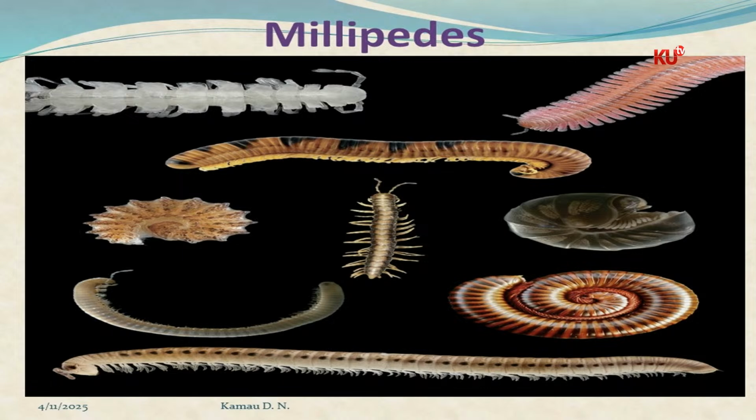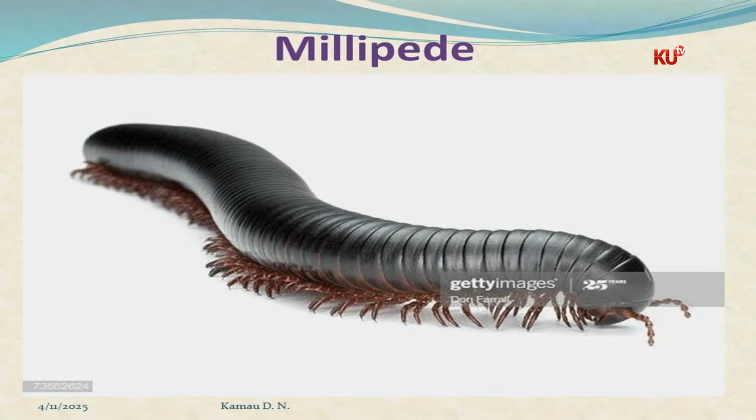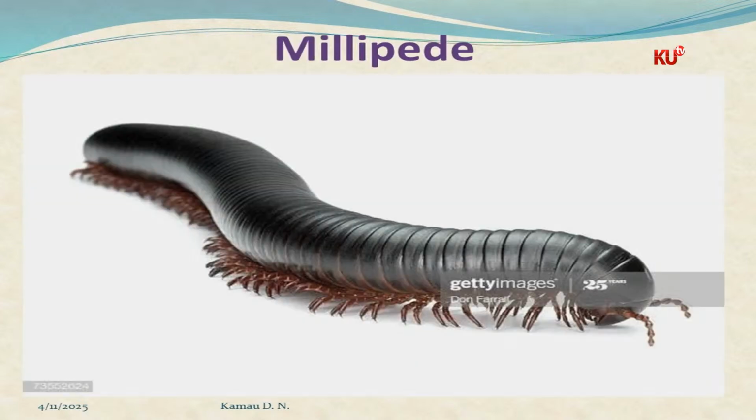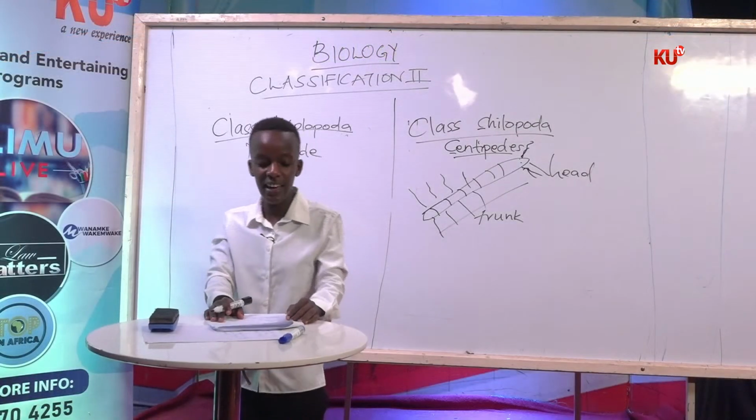Class Diplopoda, an example is the millipede. They have a cylindrical body. When you look at a millipede, the specimen, their body has rings to form a cylinder. So they have a cylindrical body. That is the first characteristic.